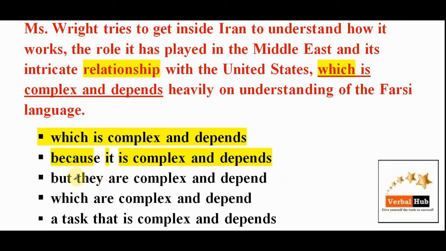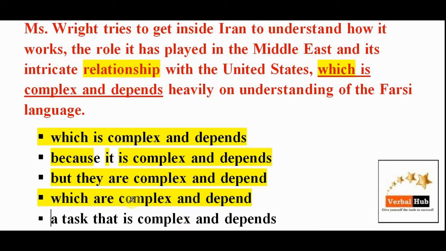Option C, it says they are complex. You know that there is no plural noun in the whole passage. So if there is no plural noun in the whole passage, they cannot be used. That's called typical pronoun error. Option C out. Option D, same problem, which is complex, either United States or relationship.